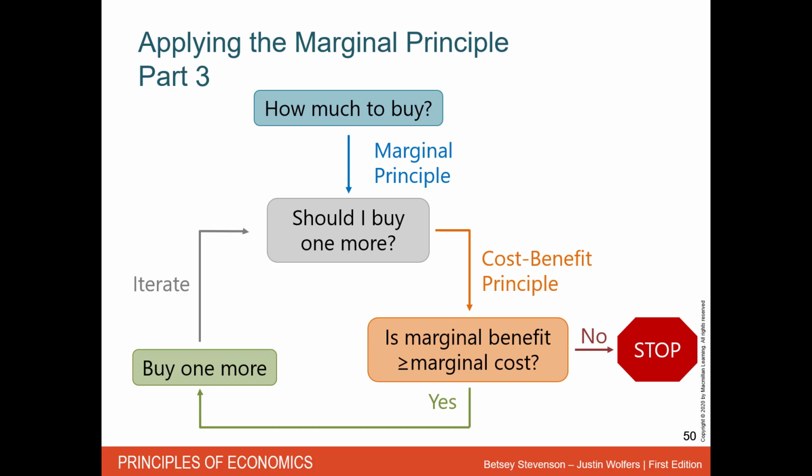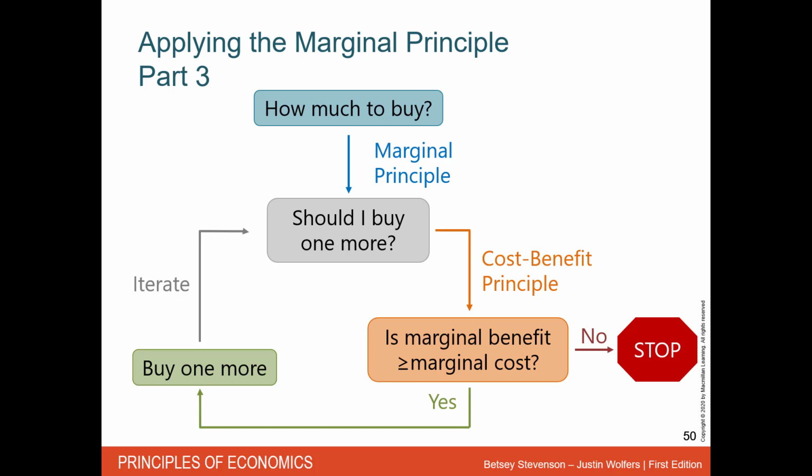We can use this logic for anything. Let's say you are trying to find the optimal number of workers that you need to hire. So you're asking, how many should I hire? You use the marginal principle to break it down to, should I hire one additional worker? Then you use the cost-benefit principle to ask, is my marginal benefit greater than or equal to the marginal cost? If yes, you should hire that worker. And you will keep asking that until the answer is no. Then at that moment, you stop hiring.